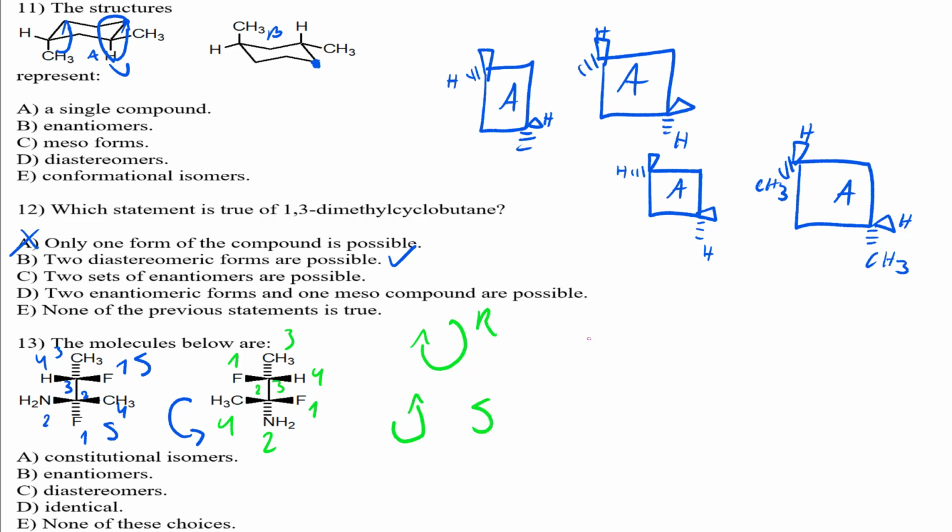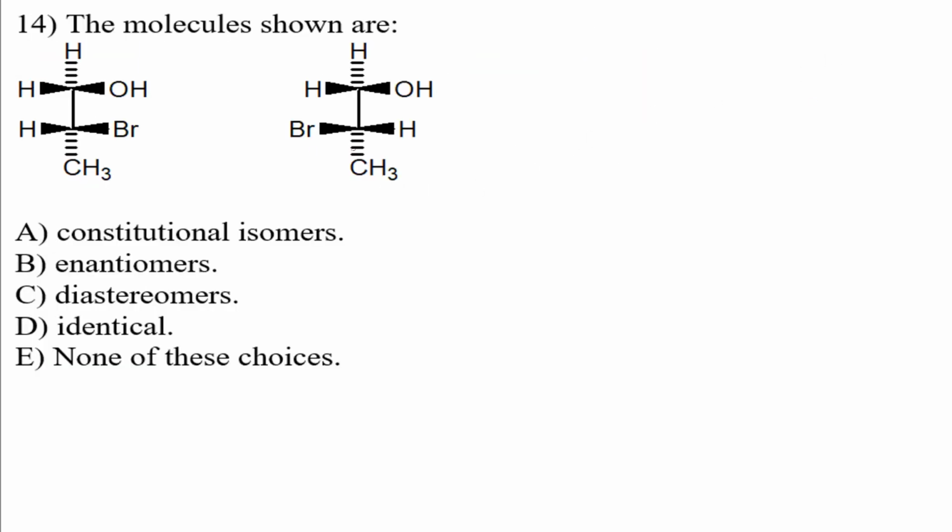So that is what? That is an S. So over here we have SS for the left side, and on the right side we have RS. So notice that this S stayed the same, but this S right here became an R, and whenever something changes like that, you're gonna have a diastereomer. So it would be C, a diastereomer.